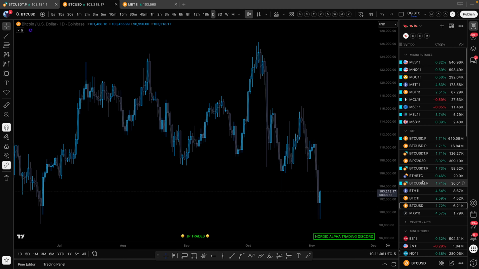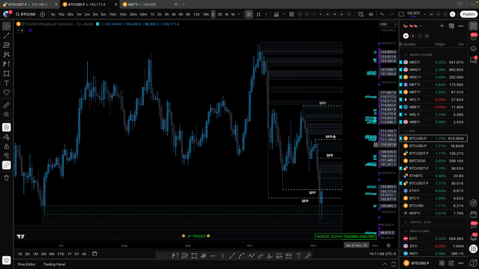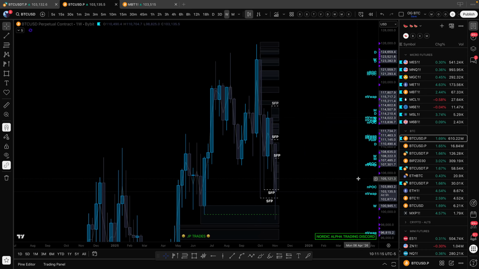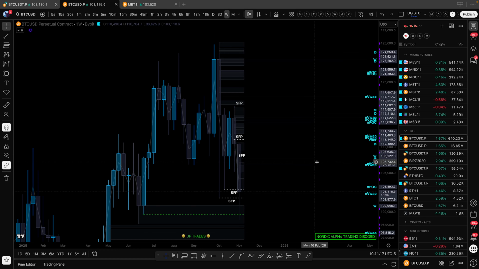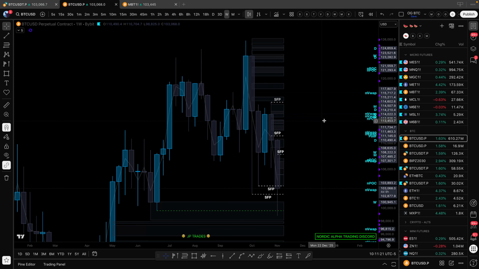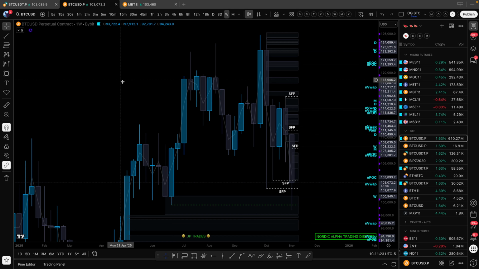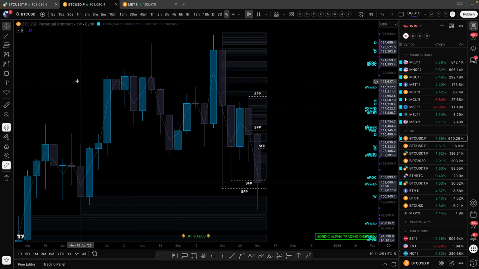So we have to take those into account, as well as looking to our 3-day time frame, and also not ignoring the weekly time frame, as it is a higher time frame, and the higher time frame you have, of course, will hold more weight.